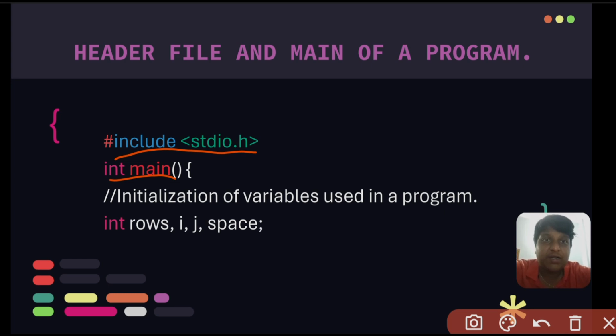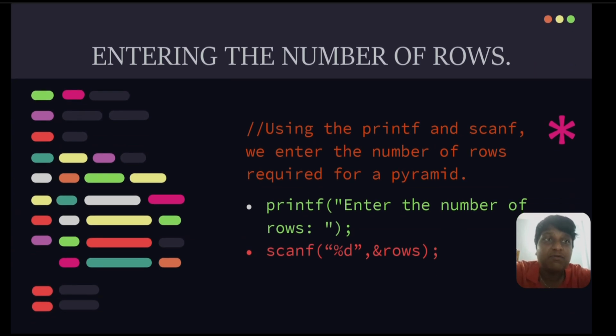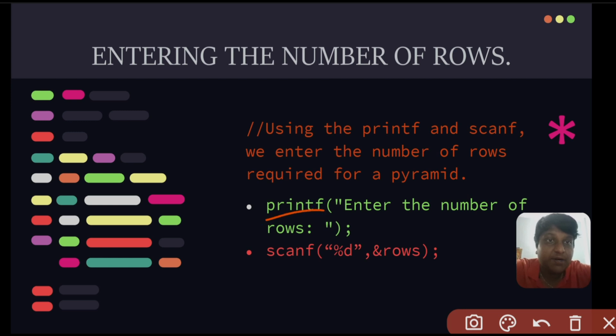Now, after declaring main, we initialize the variables which are used in this program. Here in this program, we use rows, i, j and space as the variables. After declaring these variables, we enter the number of rows. Using printf and scanf, we enter the number of rows required for a pyramid. First we declare printf "Enter the number of rows", which shows on the monitor.